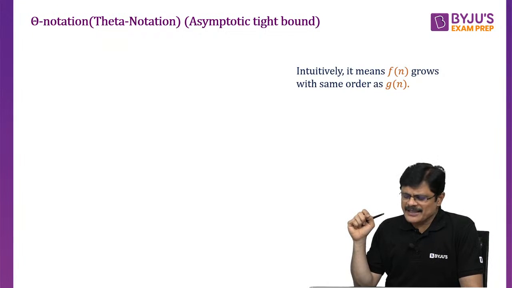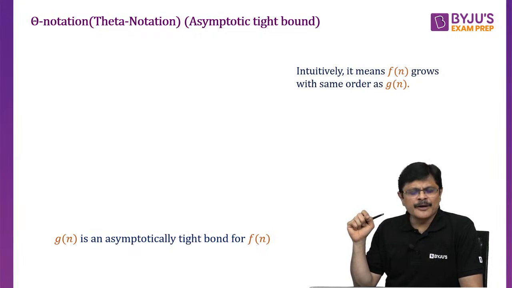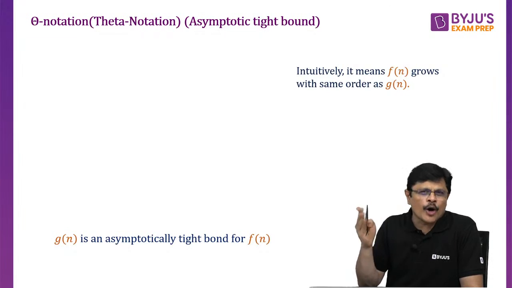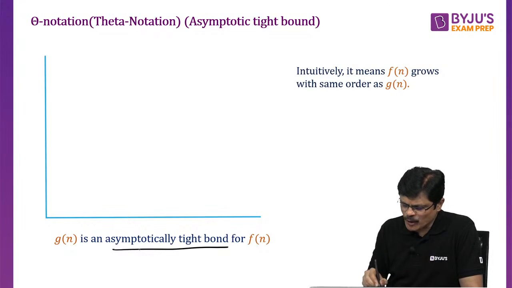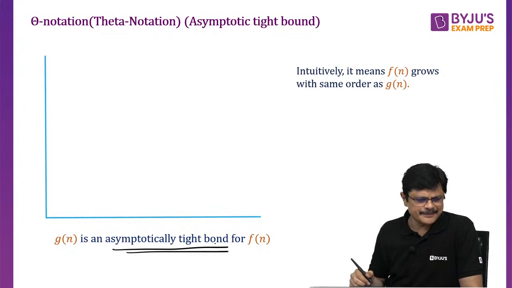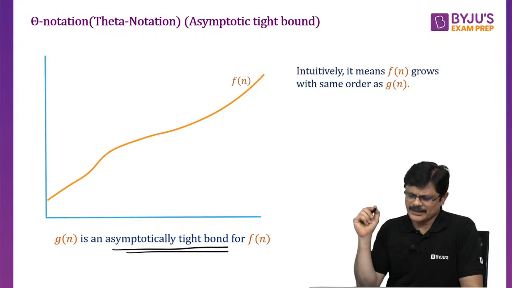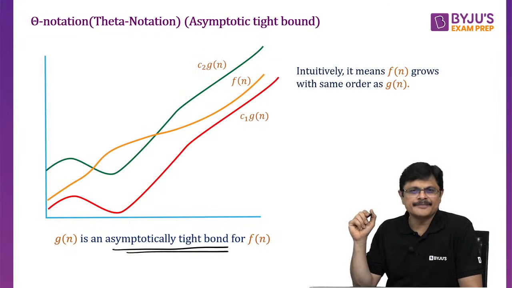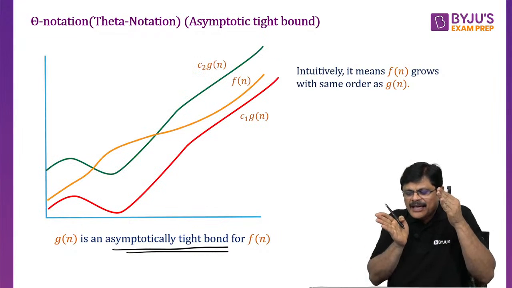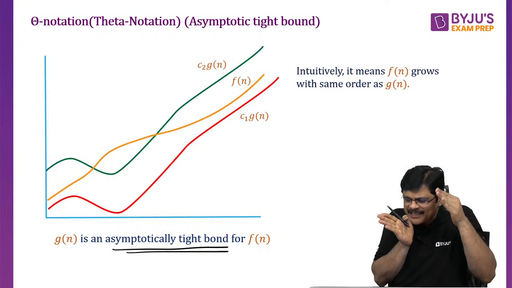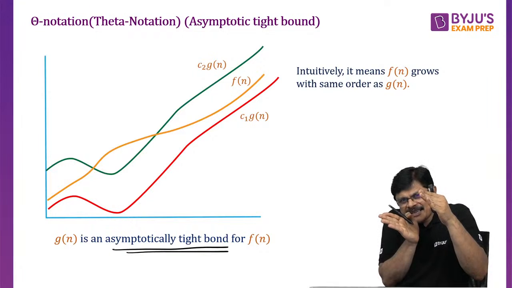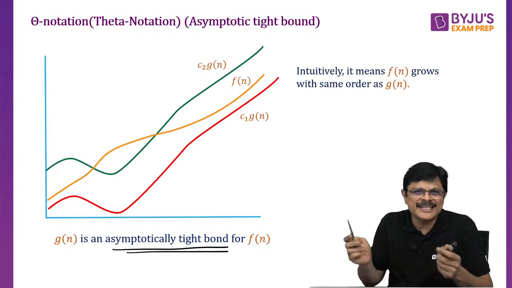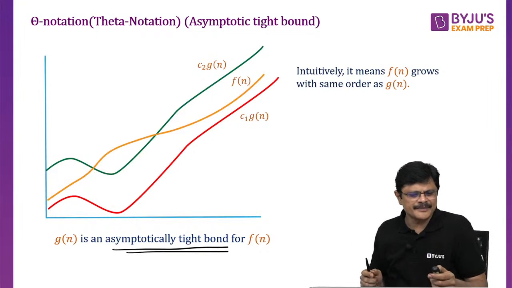So, what do you mean by this, sir? f(n) is big theta of g(n). When you say f(n) is big theta of g(n), what does it mean? f(n) grows with the same order as g(n). Or we say that g(n) is an asymptotic tight bound for f(n). Am I clear? So, this is the story, my dear friends. Tight bound. See, f(n) is sandwiched between C1 g(n) and C2 g(n). f(n) is between C1 g(n) and C2 g(n). That is the idea. Hope you understand.